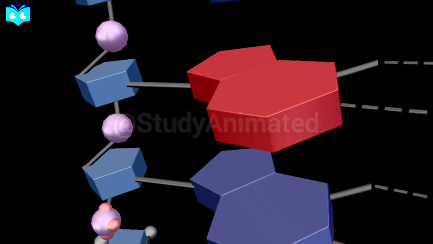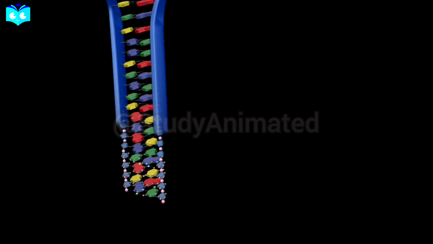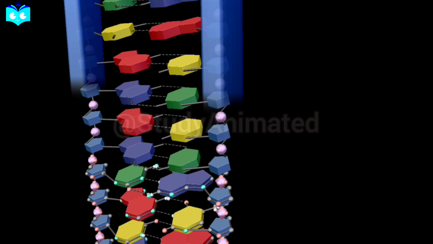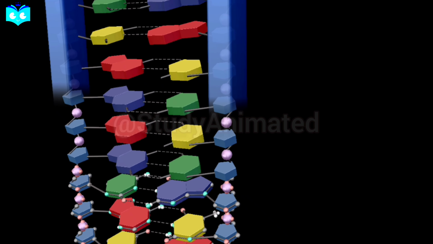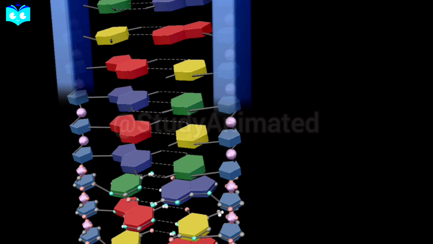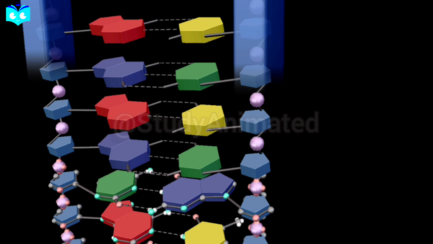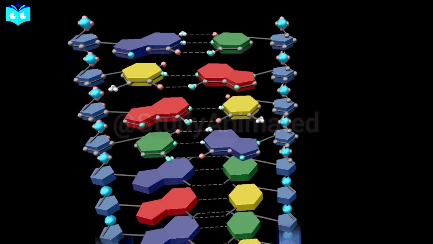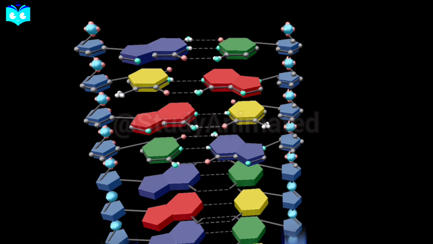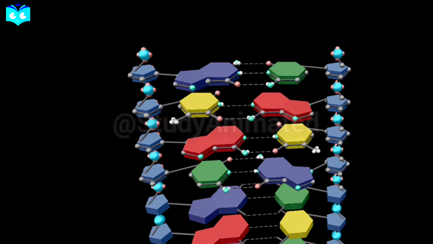Purines have a double ring structure. Thymine and cytosine are pyrimidines. Pyrimidines have a single ring structure. Now let's see how these nucleotides join together. Adjacent nucleotides are connected by phosphodiester bonds. The phosphate group forms a linkage between the 5' carbon of one sugar and the 3' hydroxyl group of the next sugar. Because of this arrangement, every DNA strand has a direction.